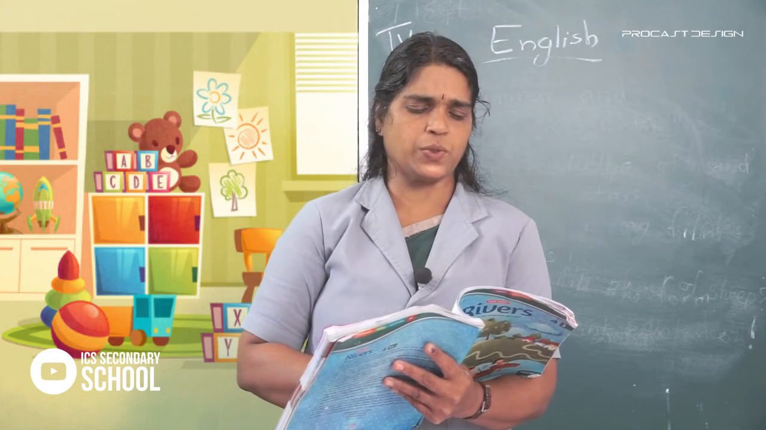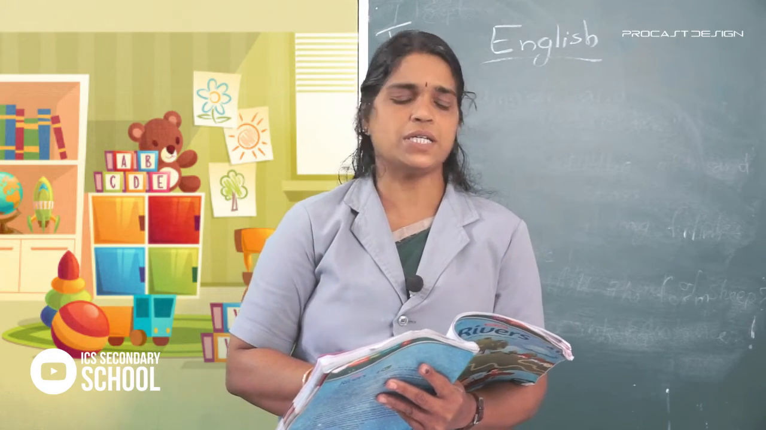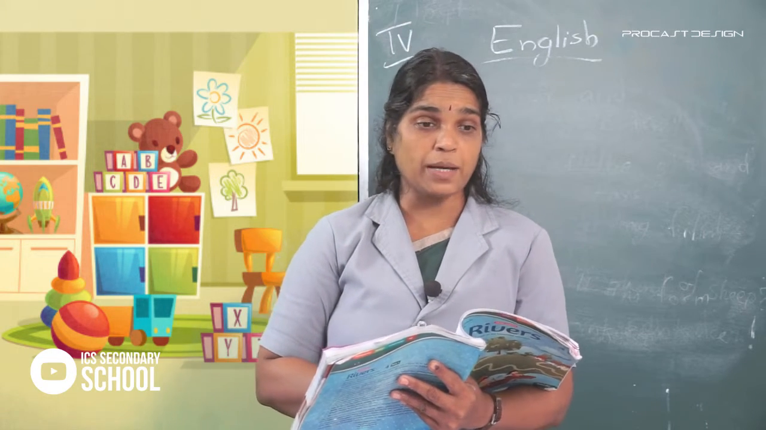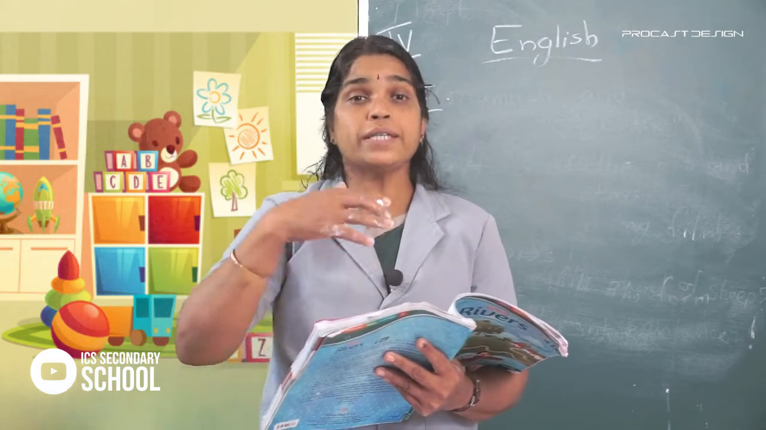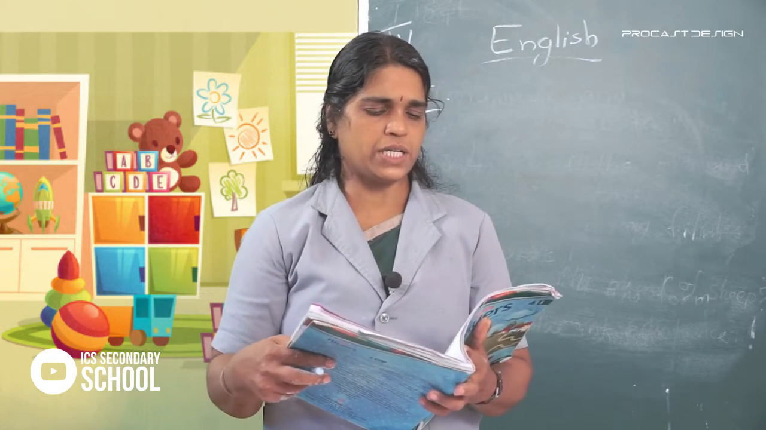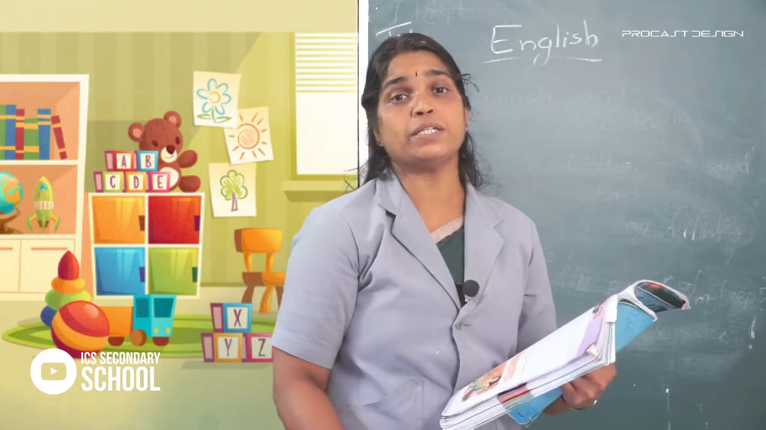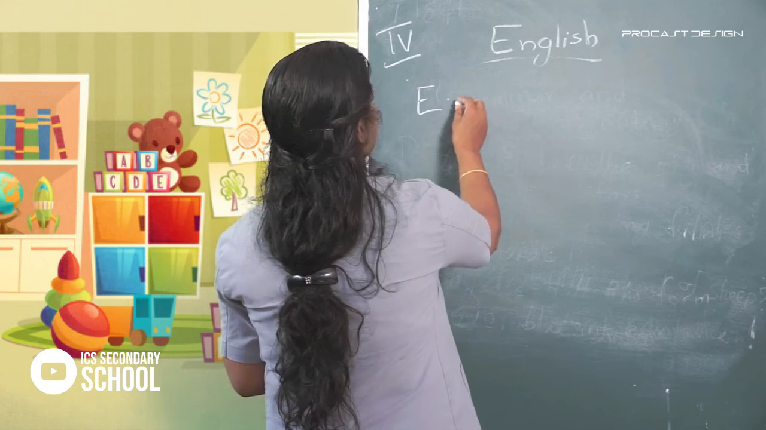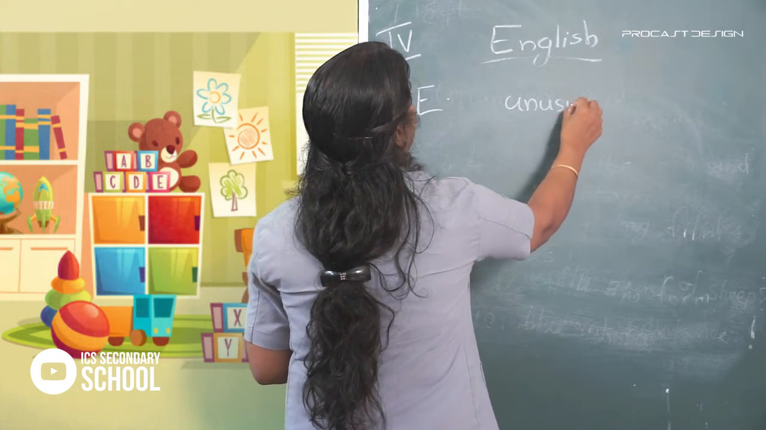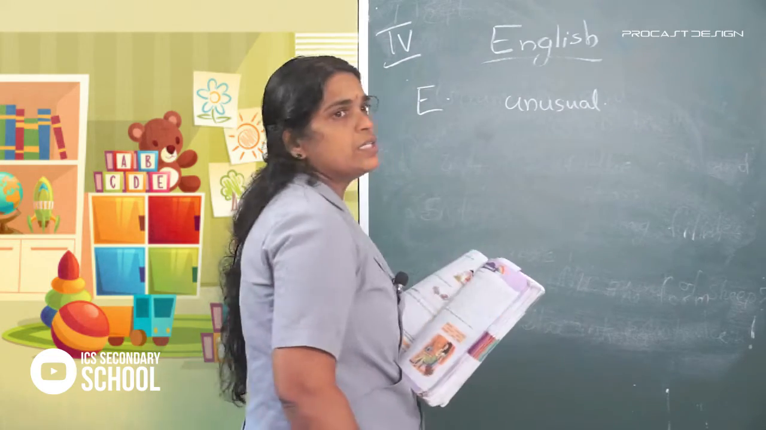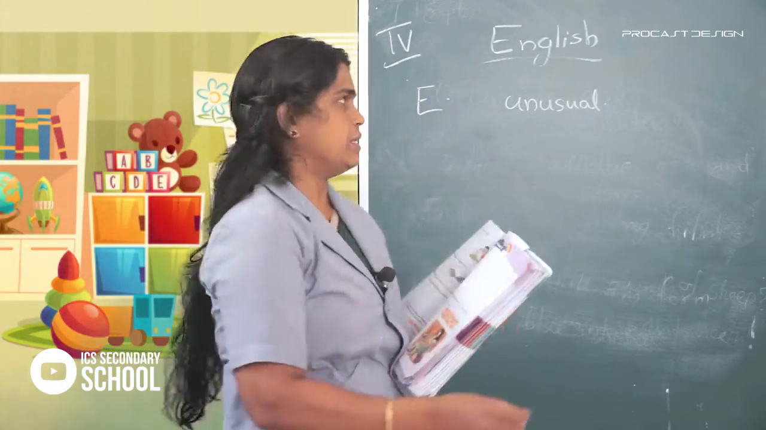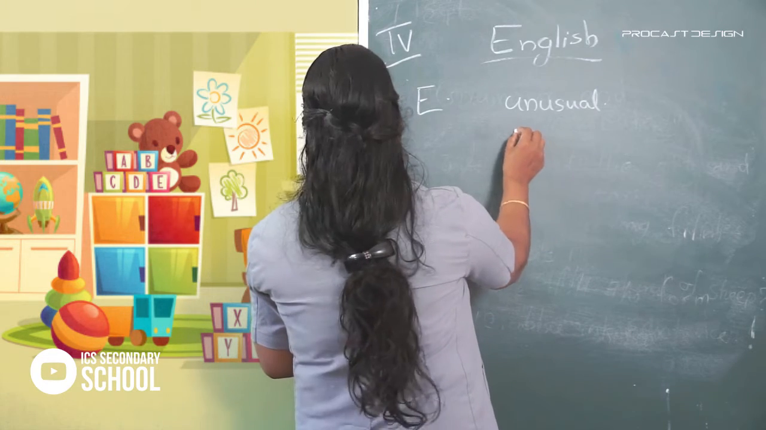Okay, my dear children, go to part E. Find words in the story that mean the same as these words. Here we can see some words. We can find words of the same meaning from our story. Okay. First one, strange. Do you know the meaning of strange? Unusual. We have studied that. Strange means unusual. This word is in the story.